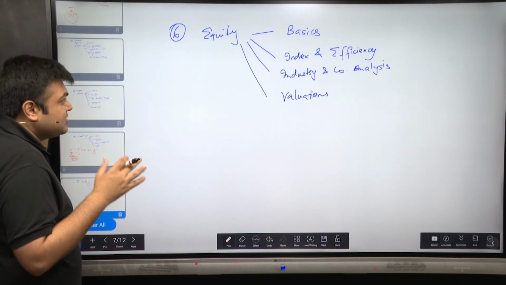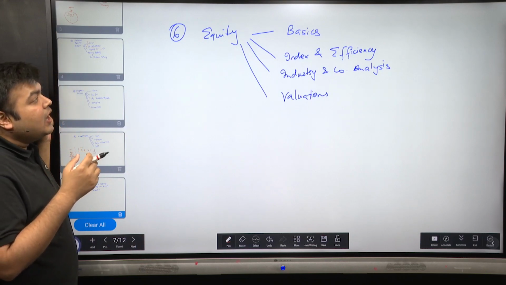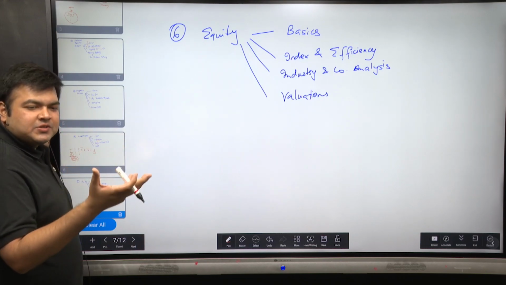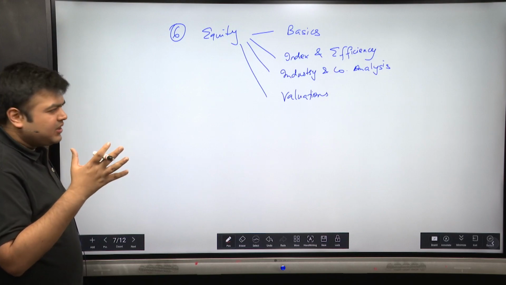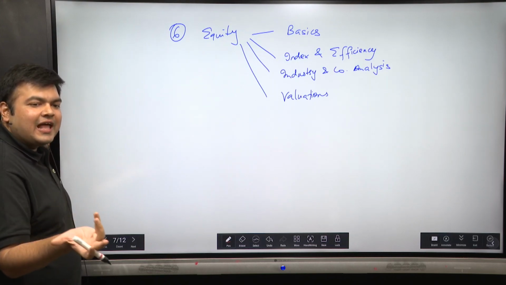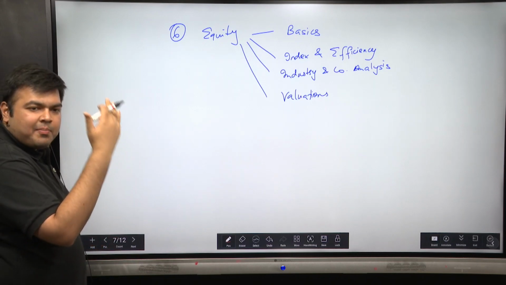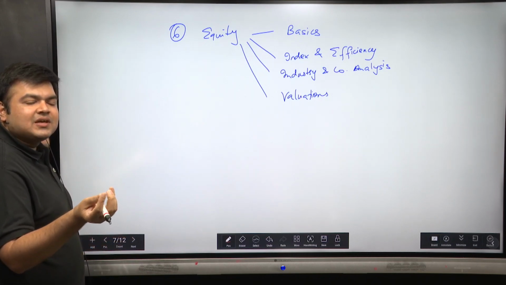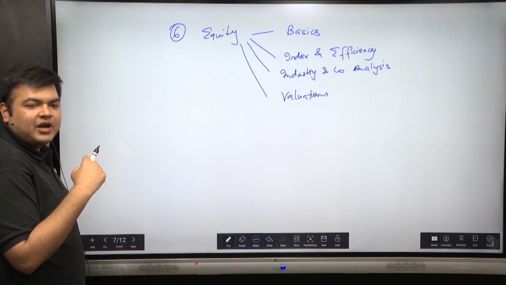Next is equity. This is one of the favorite subjects as well. So basics, what is equity, what is preference shares, the basic terms and everything. So a lot of basics and all we do. Then we talk about index. So how is the Nifty calculated? So when you say market is going up, market is going down. So Nifty is basically the sum total of top 50 companies of India.